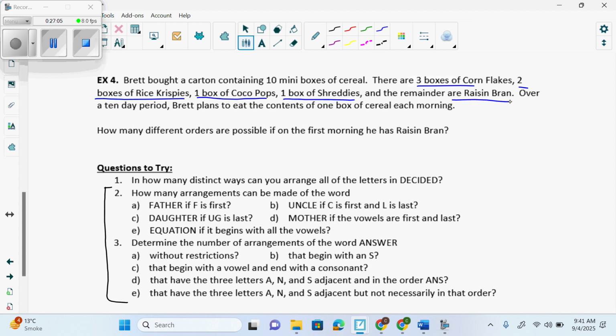Fun fact, I used to love Raisin Bran. It's my favorite cereal. If you haven't tried it, you should. I don't like raisins, but I do like Raisin Bran, the mix.